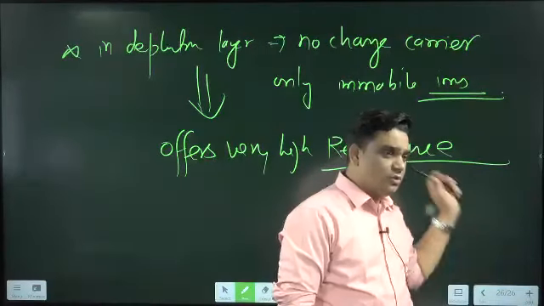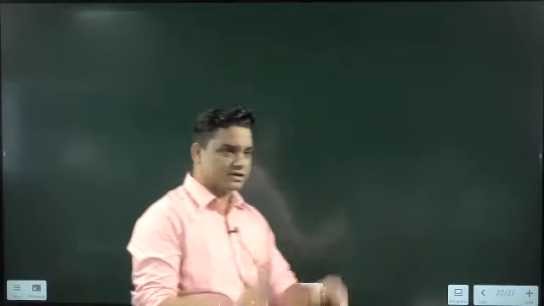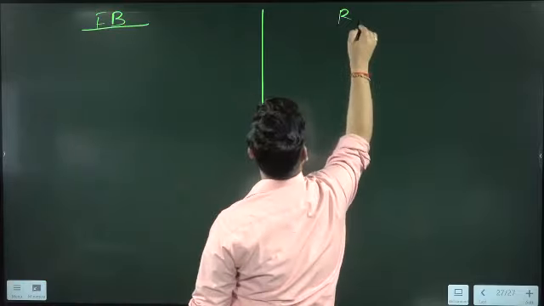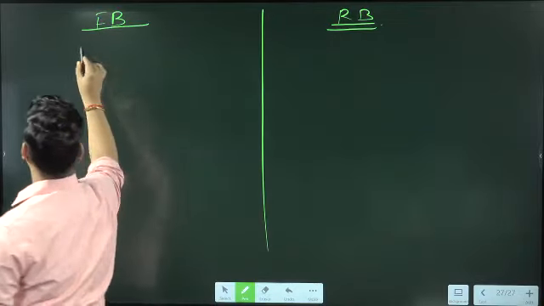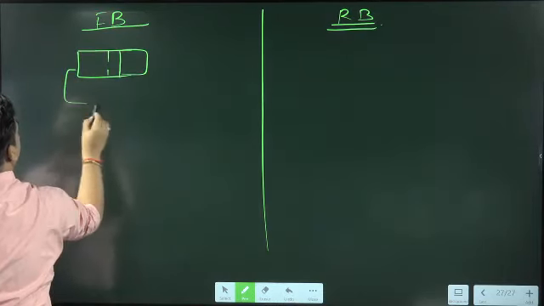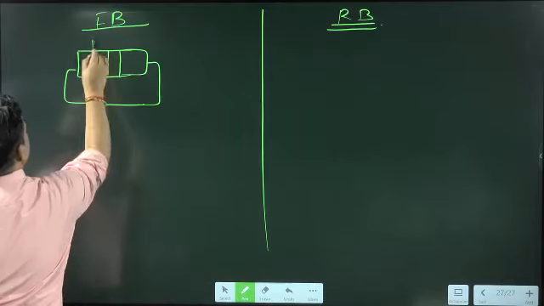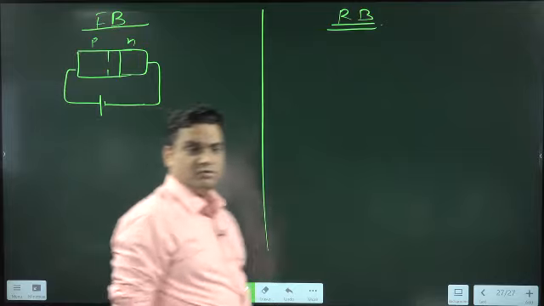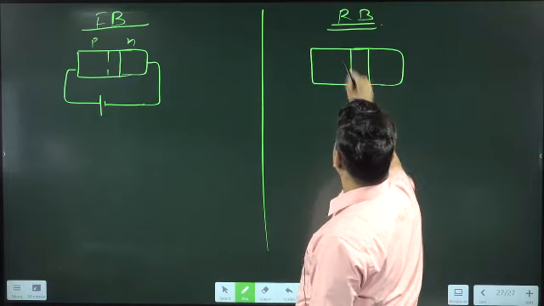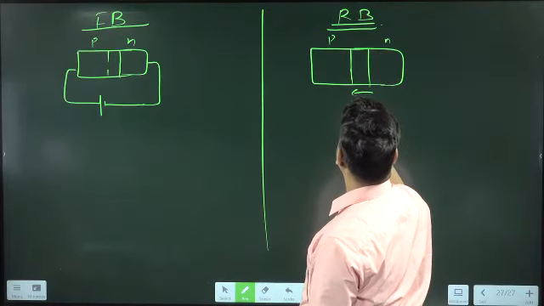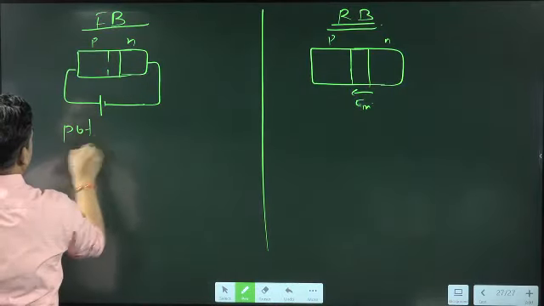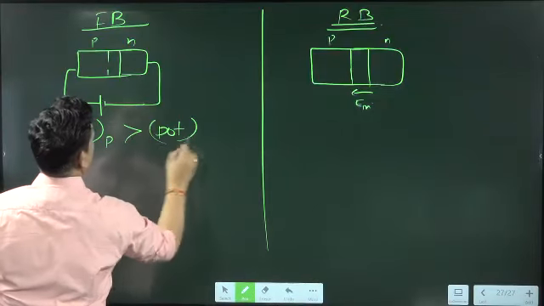Next one. So you have to remember why it offers a very high resistance: because no carriers are there. Here we have this side FB, this side RB. If this is your semiconductor here, the battery is connected like this. So this is the P, this is the N. Which side has more potential, P side or N side, in the forward biased? So ultimately the potential of the P side is more than the potential of the N side.